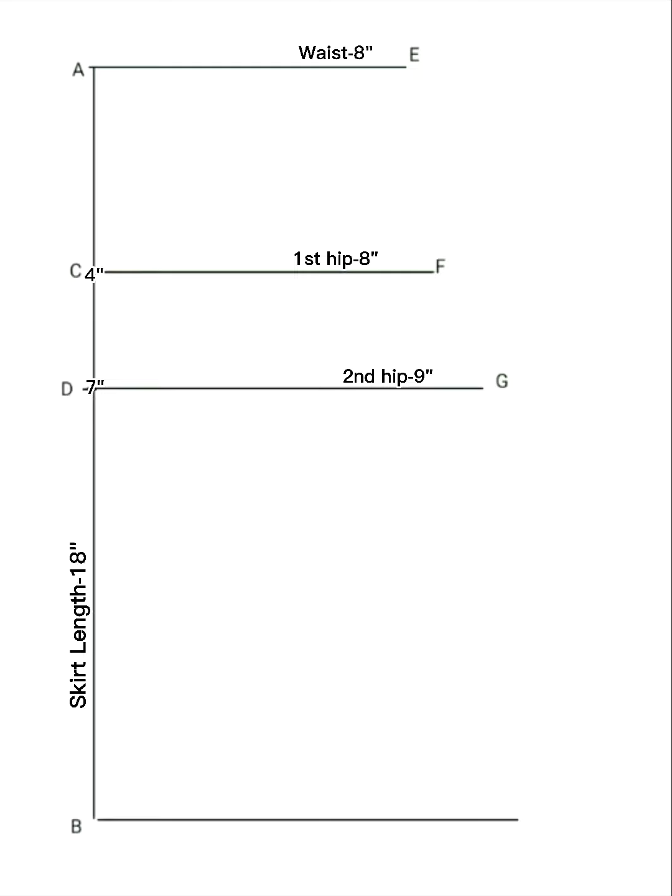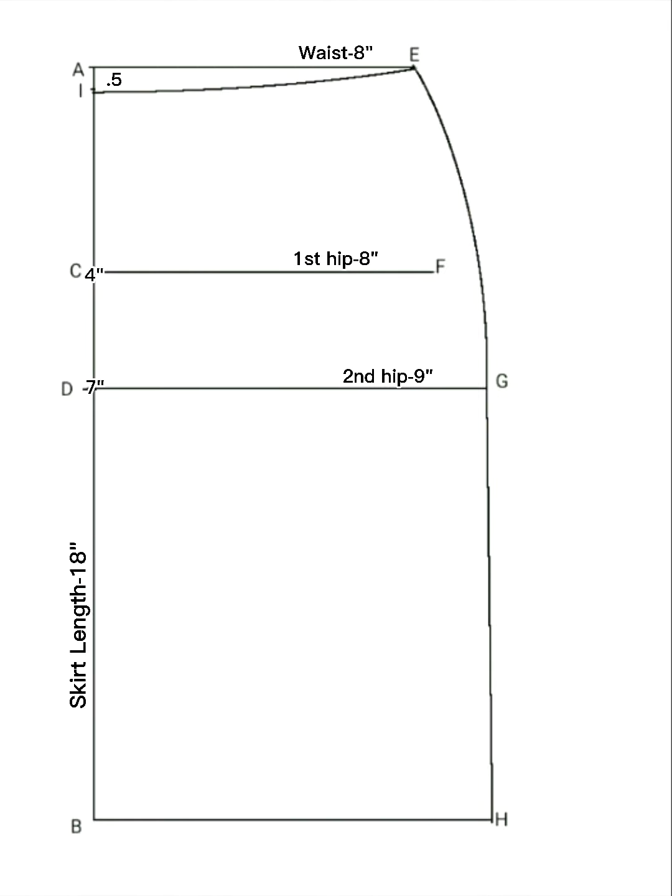You can now extend the line from point B to point H. Connect point E passing through G to H by using hip curve. From point A, bring down 1/2 inch. Connect point I to point E by using hip curve. Find the center point to place your dart.